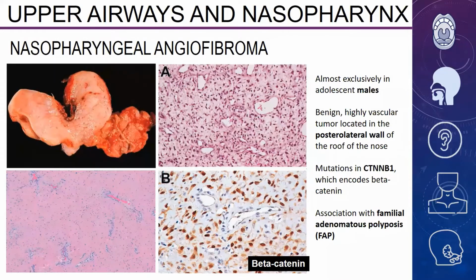Tumors in the nose, sinuses, and nasopharynx are infrequent, but include a wide spectrum of mesenchymal and epithelial neoplasms. Nasopharyngeal angiofibroma is a benign, highly vascular tumor that occurs almost exclusively in adolescent males. It is believed to arise within the fibrovascular stroma of the posterior lateral wall of the roof of the nasal cavity. Grossly, it presents as a polypoid mass that bleeds severely on manipulation and biopsy.